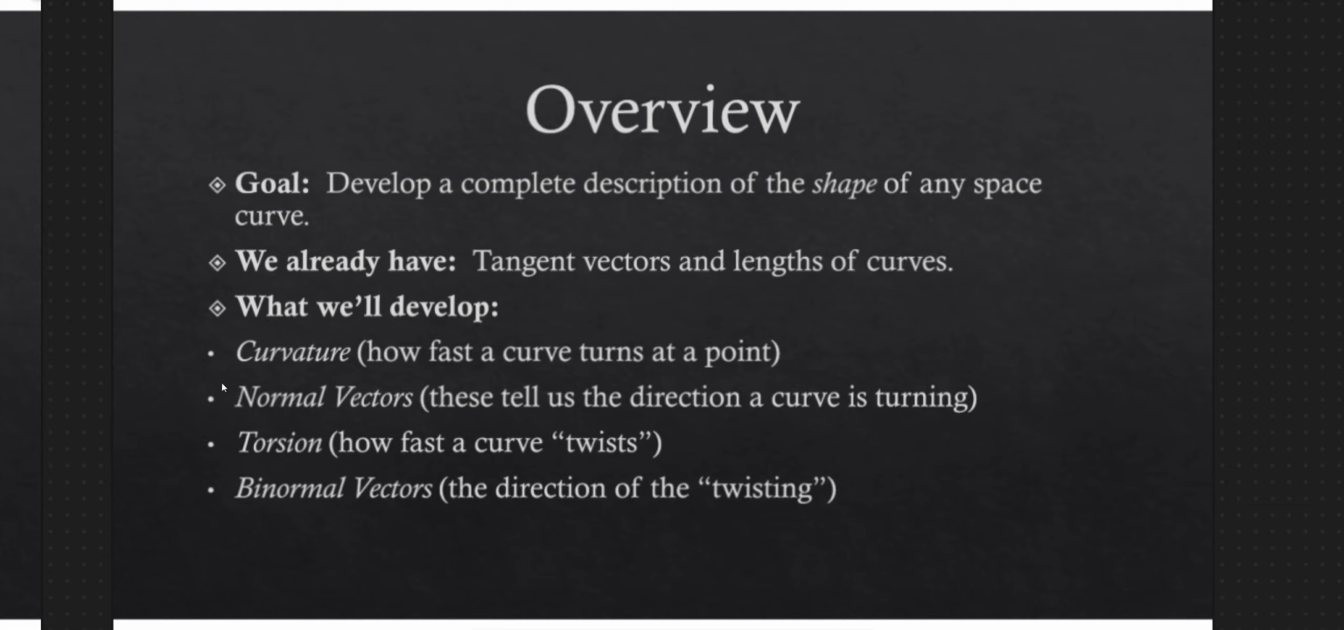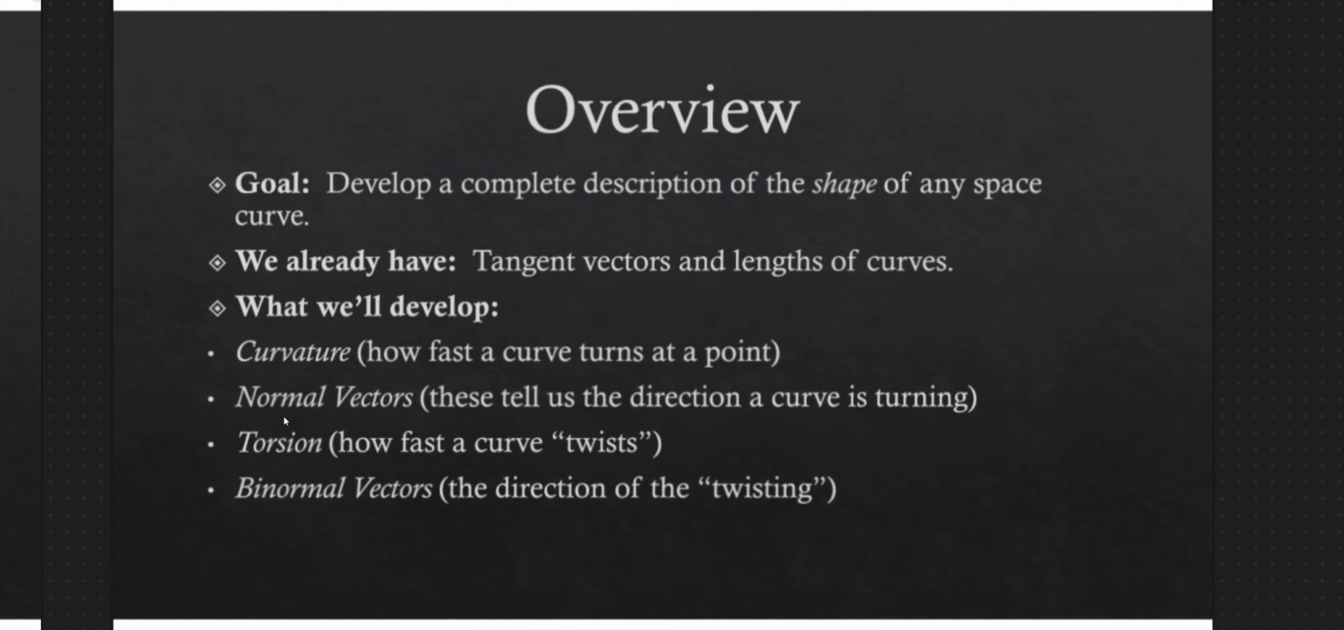And what we're going to develop is curvature, how fast a curve turns at a point. We're going to start getting into that in this video. Normal vectors, these are going to tell us the direction in which a curve is turning. Torsion, which is this other aspect of a curve, which is its twistiness. So this is going to be different from how curvy the curve is, but instead how twisty the curve is. We're going to have to make sense of exactly what that means later on. We're going to have a nice rigorous definition of it, and we'll get to that later. And then finally, binormal vectors, which are the direction of the twisting. So some things to look forward to there.